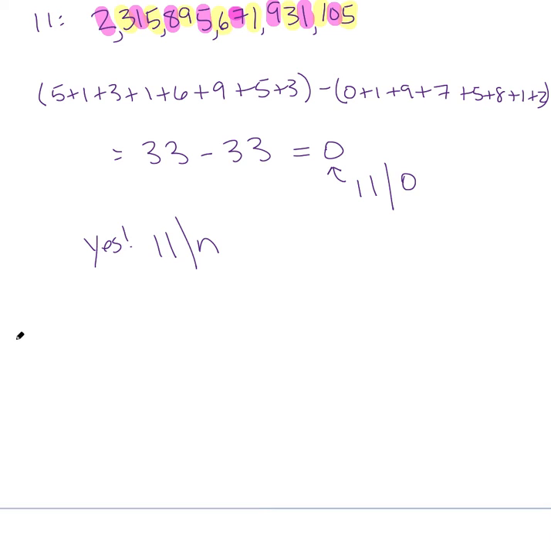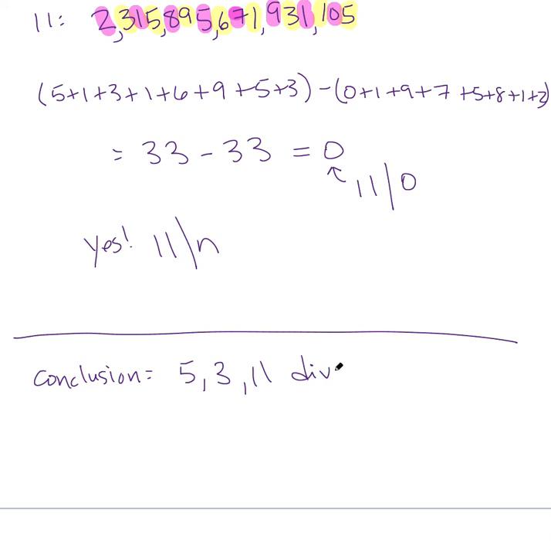Okay, so overall, what can we conclude? Our conclusion from our divisibility tests is, what numbers divide n? We found that 5 divides n. We found that 3 divides n. And we found that 11 divides n. So these are the three numbers that we found divide n.